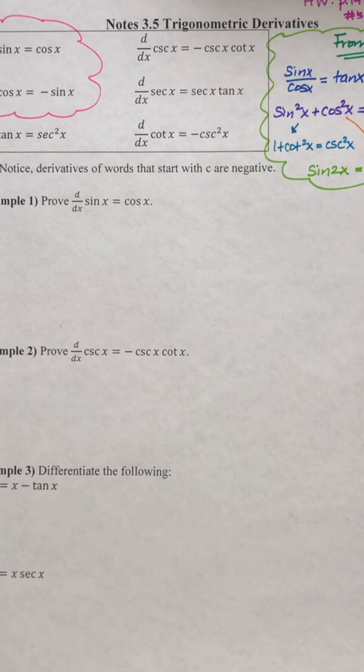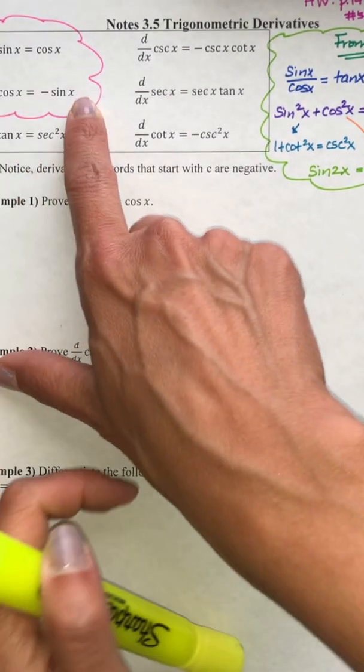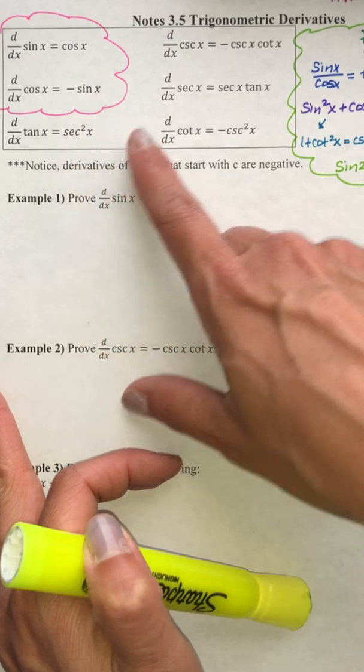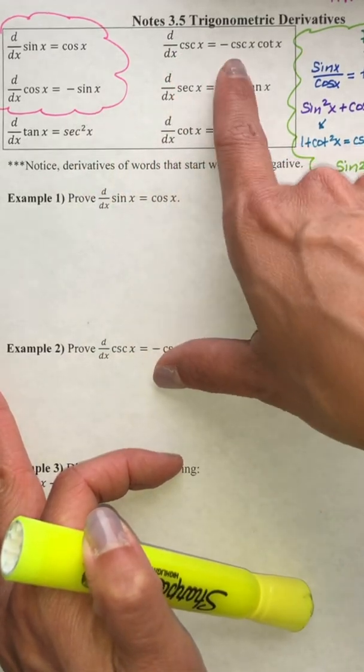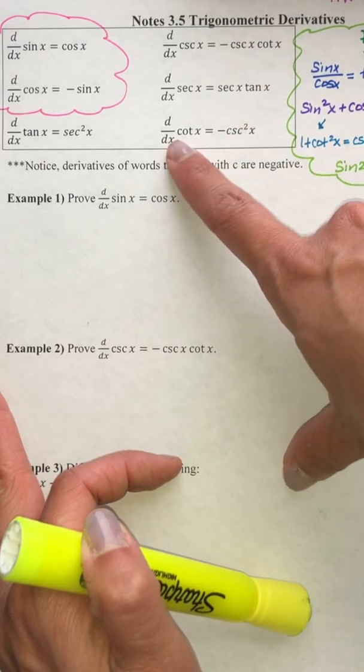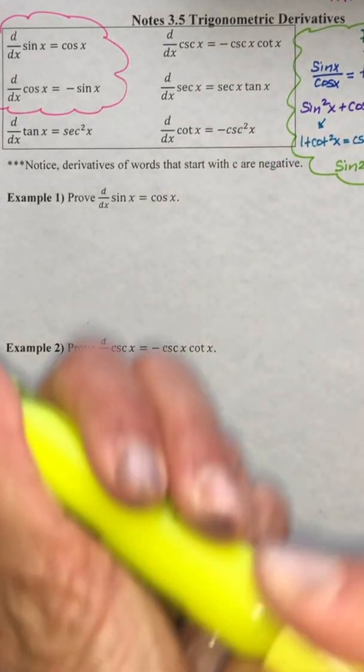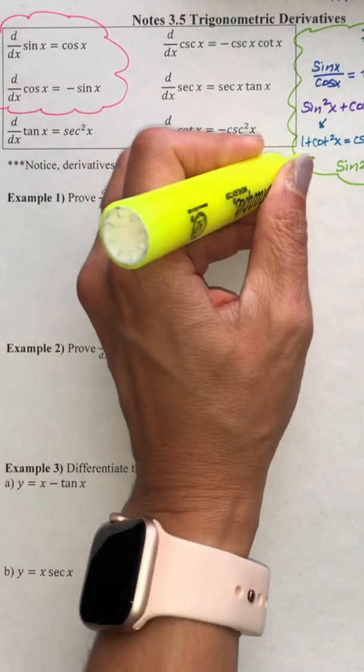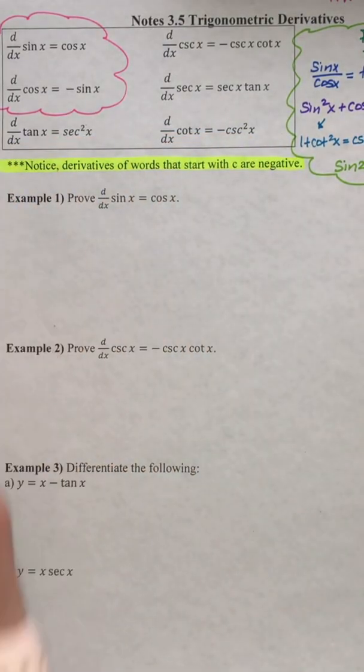Okay? Notice something. The derivatives of words that start with C are negative. So the derivative of cosine is a negative sine. The derivative of cosecant has a negative out front, negative cosecant cotangent. And the derivative of cotangent is negative cosecant squared. So it's a little pattern there to help us remember these.